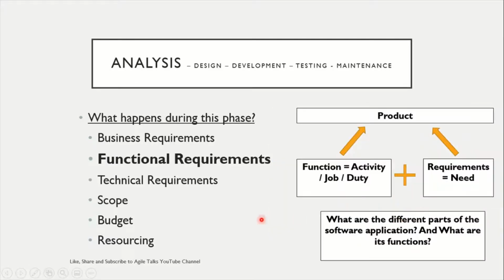So coming back to it, a function is nothing but an activity and the requirements are nothing but needs. Like what are the functional requirements? So that eventually brings us to the question, like what are the different parts of the software application and what are its functions? And so this basically helps the team to design how we can design the product in terms of functions and what is the value that it would give to the customer.